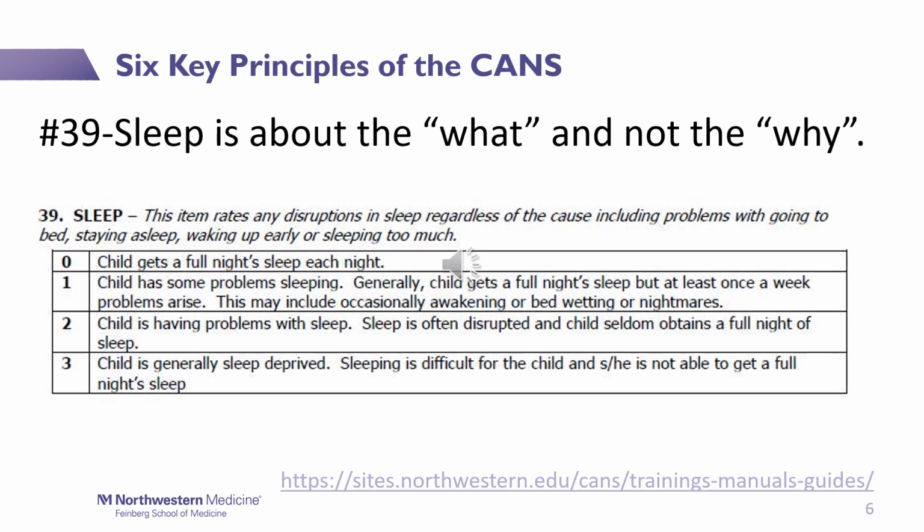If we look at item number 39, sleep, we can see an example of this what and not the why. 39, sleep, says that this item rates any disruptions in sleep, regardless of the cause, including problems with going to sleep, staying asleep, waking up early, or sleeping too much. This item is not looking at why the child or youth might not be sleeping, but rather what is happening. Their sleep is being disrupted.